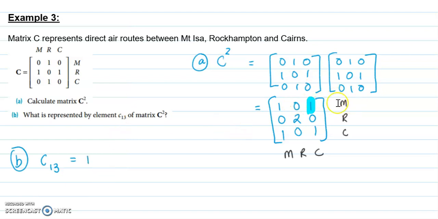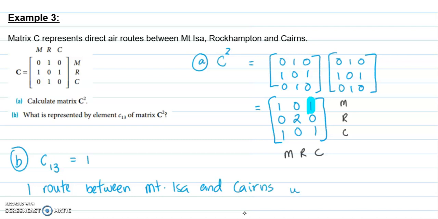And if you have a look, it is talking about the route between M and C, which is Mount Isa and Cairns. Okay, so what that means is that there is one route between Mount Isa and Cairns with one stopover.